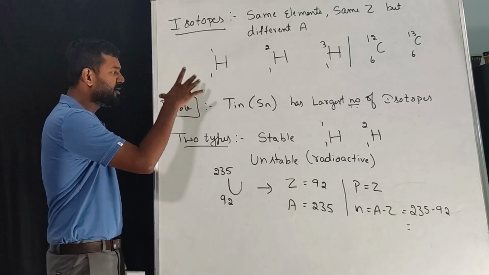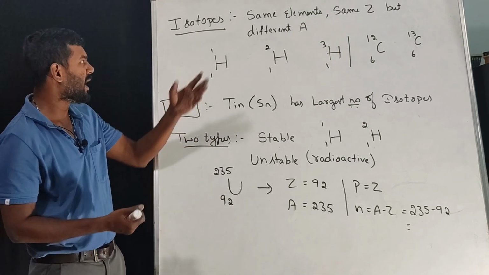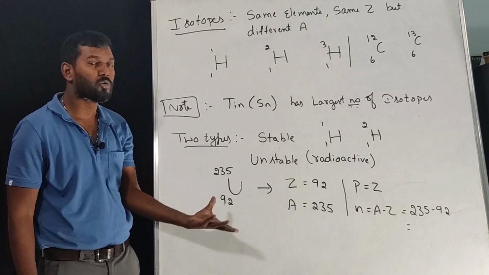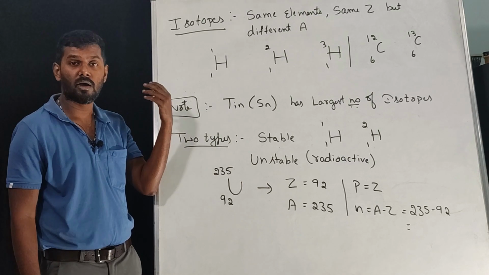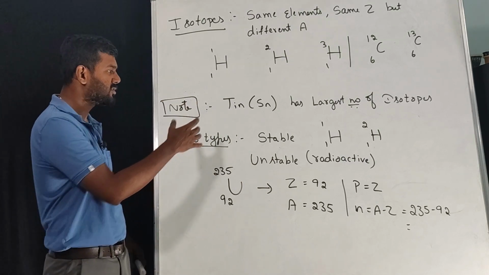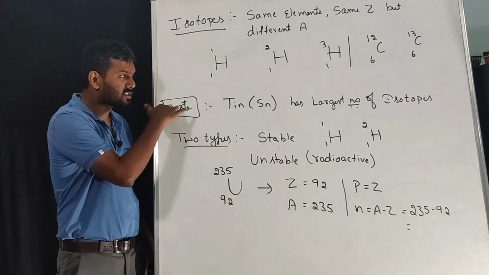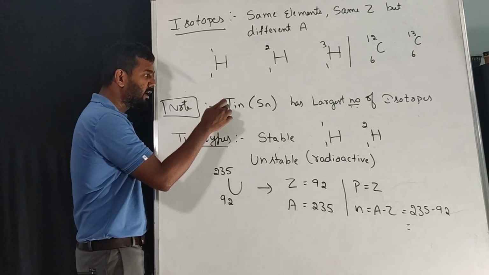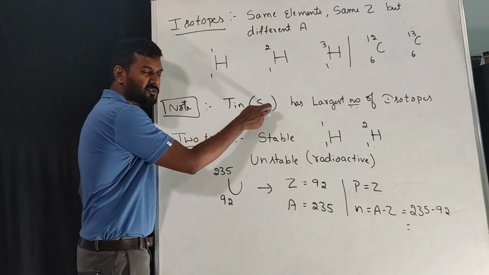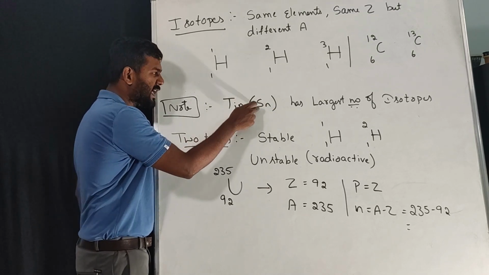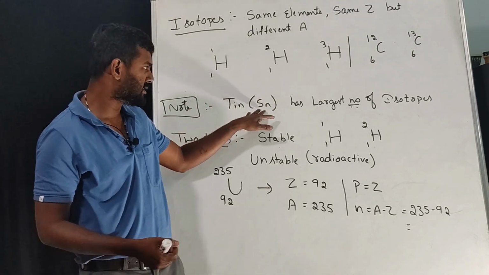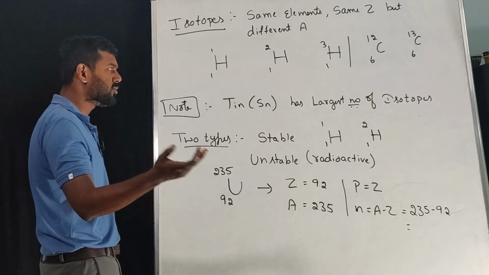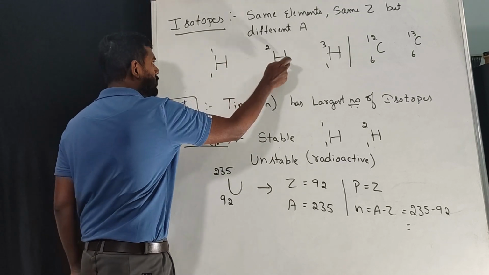Next, note very important things about isotopes. See, they may ask you the definition, they may ask you to give an example, or they may ask you questions when it comes to isotopes. They may ask you a few important topics. These are in the note box in your textbooks. Listen, tin, the symbol in the periodic table is Sn. So tin, or Sn, has a large number of isotopes. What do you mean by large number of isotopes? That means, see the hydrogen 1, 2, 3.